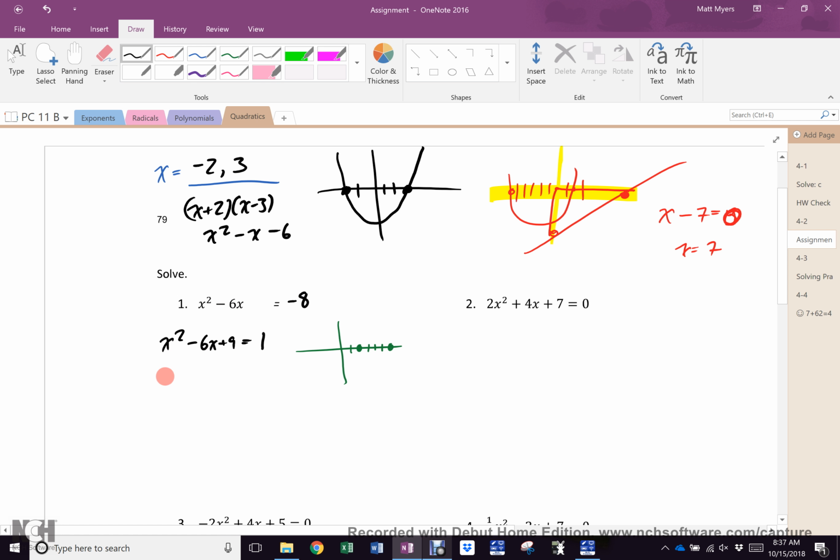Right? And then that would be x minus 3 squared would equal 1, yes? And then x minus 3 would equal plus or minus the square root of 1, yes? What is the square root of 1? 1. So x equals 3 plus or minus 1, which is 3 plus 1, 4, 3 minus 1, 2. Please notice both ways will give you the right answer.